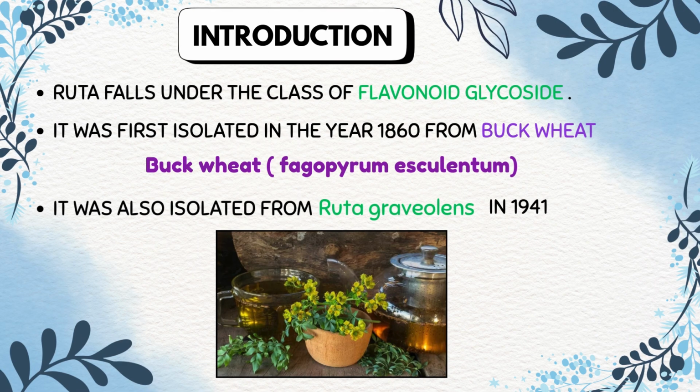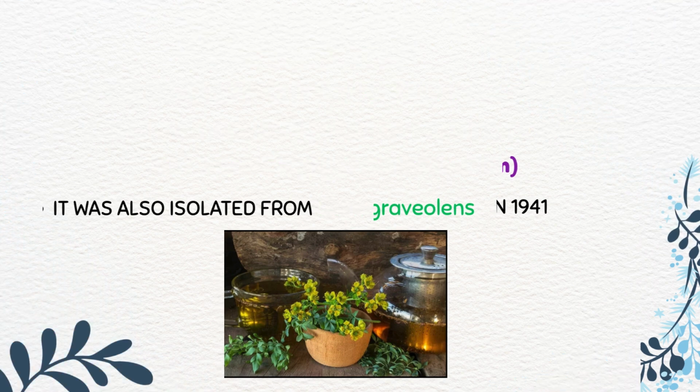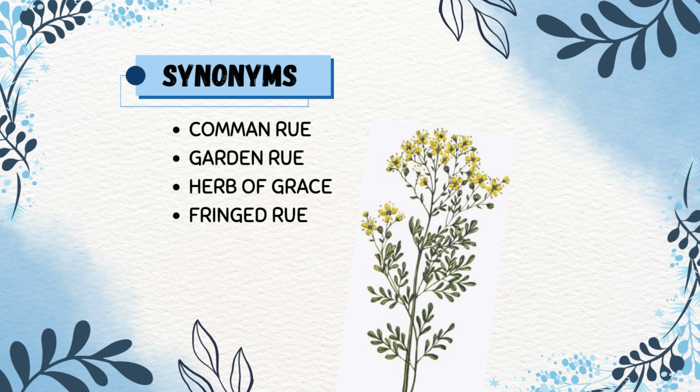Introduction. RUTA falls under the class of flavonoid glycoside. It was first isolated in the year 1860 from buckwheat. It was also isolated from RUTA graveolens in 1941. Now, the synonyms of RUTA: common rue, garden rue, herb of grace, and fringe rue.